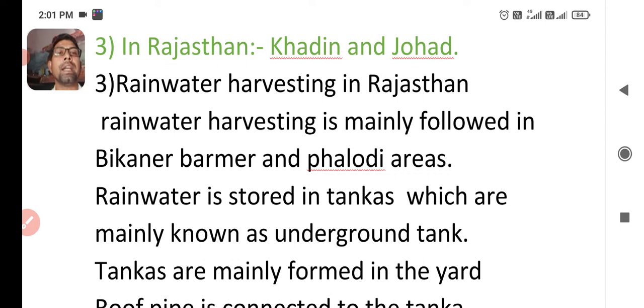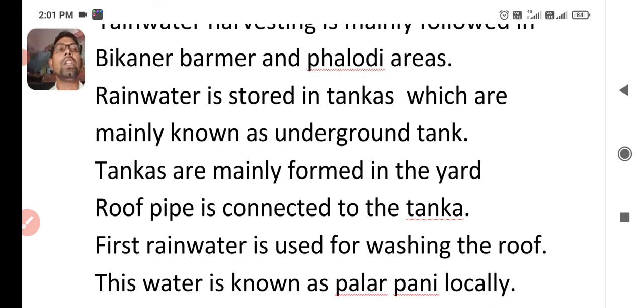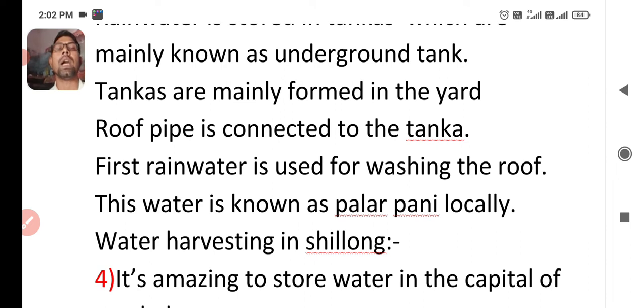In these areas of Rajasthan, rainwater harvesting is mainly followed, and they store the rainwater in Tankas, which are mainly known as underground tanks. You know that there are underground tanks in our areas also, so they named it Tankas. Tankas are mainly formed in the yard of a house. And the next point, a roof pipe is connected to the tanka for storing the water.